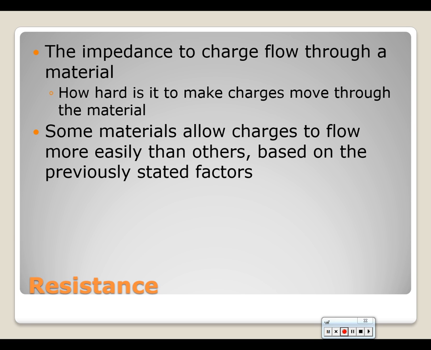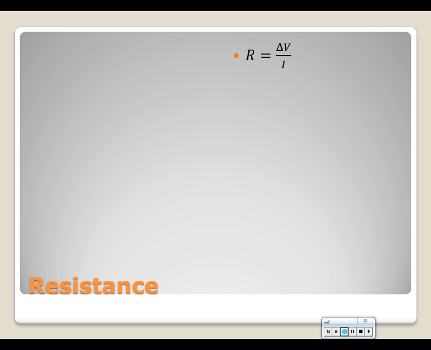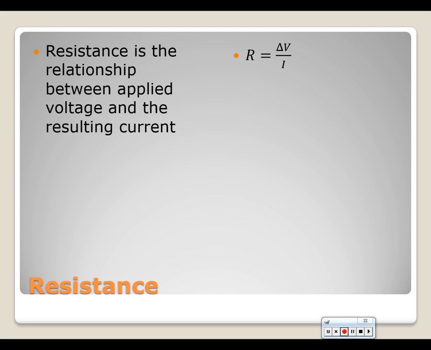All right, so measuring resistance. Resistance is a relationship between voltage and current. So you'll see a little bit farther down in your outline, you have R equals, and there's a blank fraction, V over I. You don't have to include the delta if you don't want to. You can just go V over I. So resistance is a relationship between the applied voltage and the resulting current.